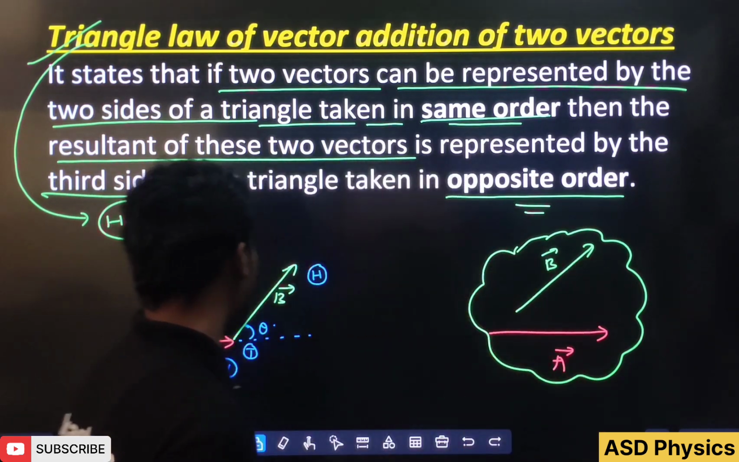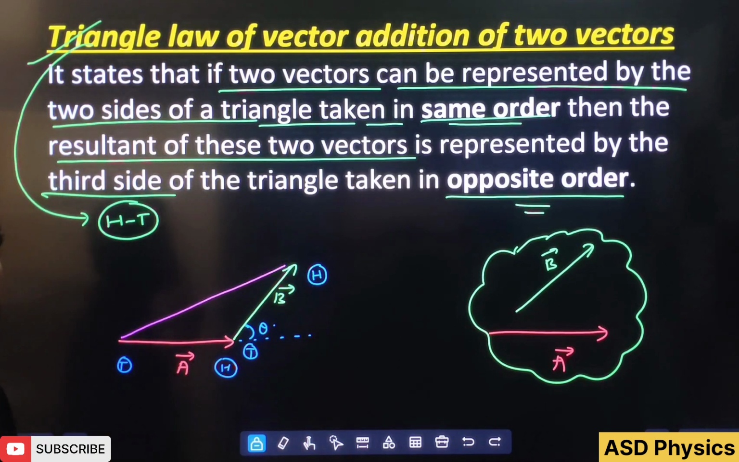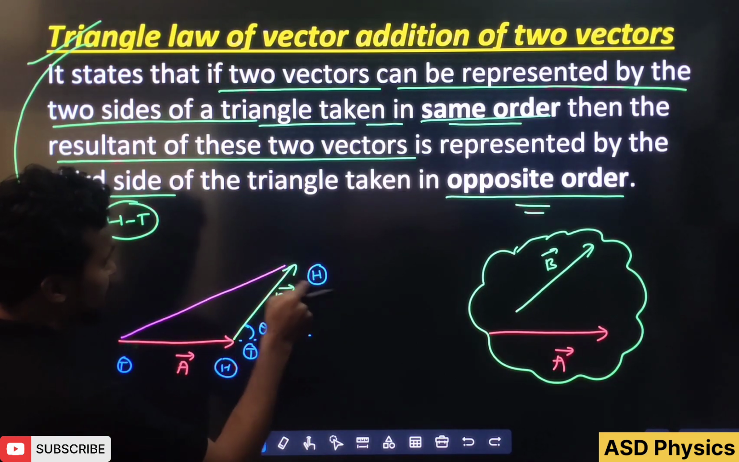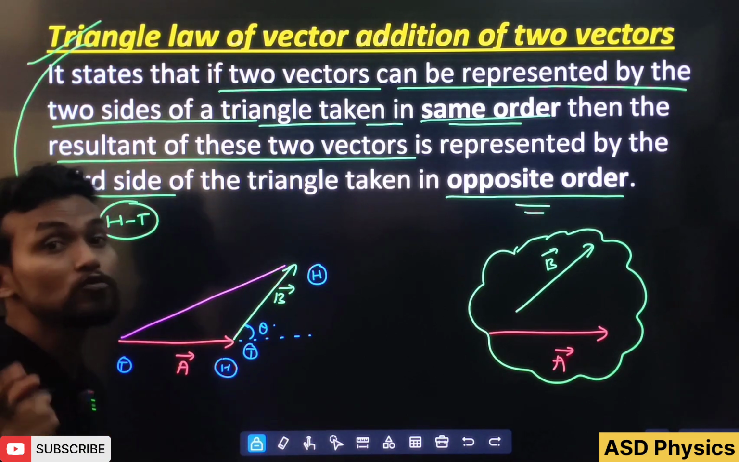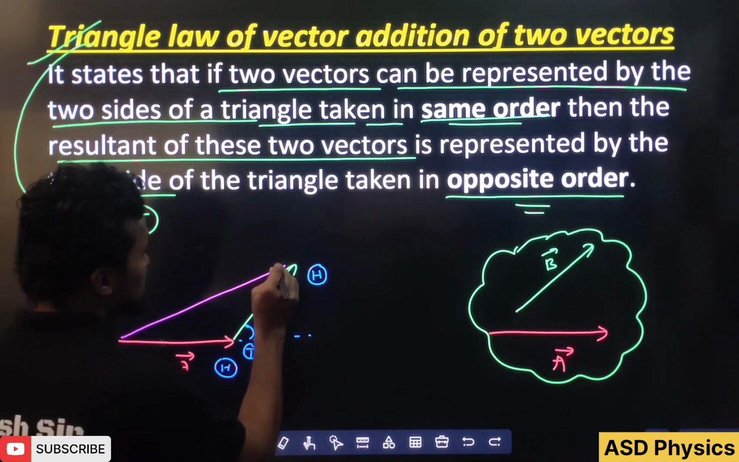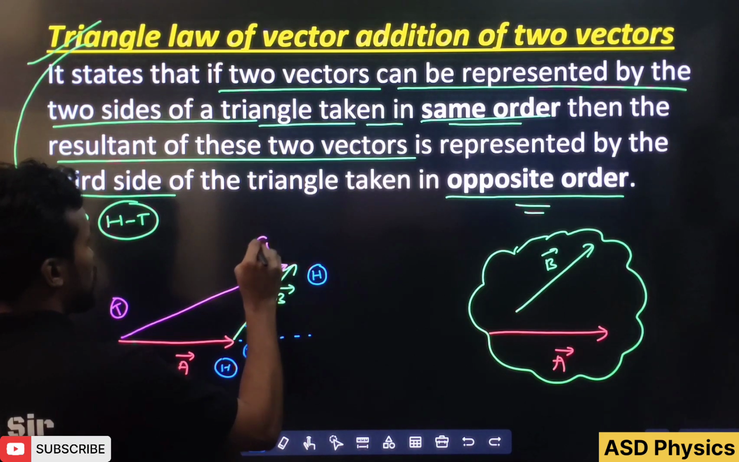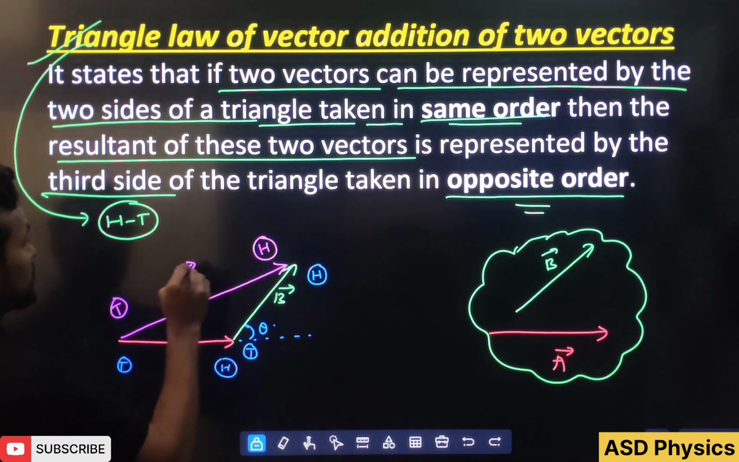In which order? Opposite order. This is the third side of the triangle. Think please: if I am doing tail and head, then it will be the same order, just like A and B. But we have to take the opposite order. That means we have to do it like this. Now this is the tail and this is the head. Now you can identify very well this resultant in opposite order.